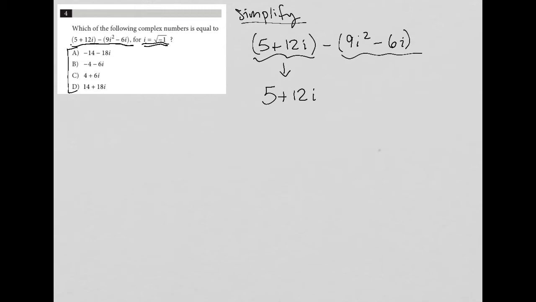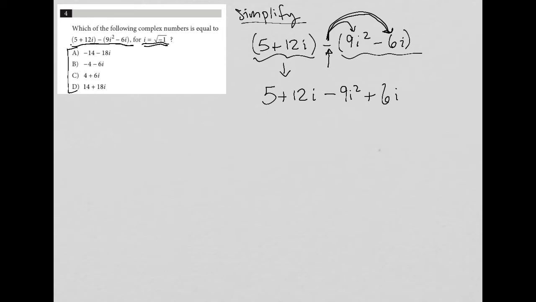However, for this set of parentheses, because I have a negative sign right in front of them, I need to distribute the negative sign across the parentheses. So this becomes minus 9i squared. And then second of all, that becomes plus, right? Because negative times negative 6i becomes positive 6i.